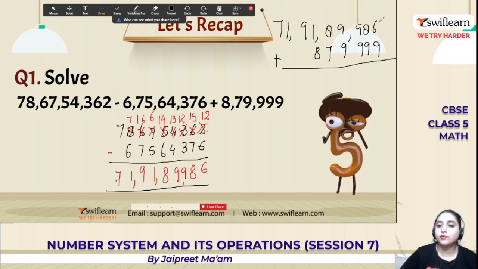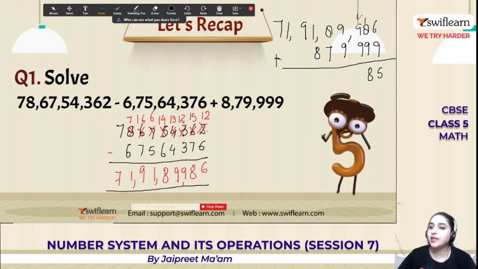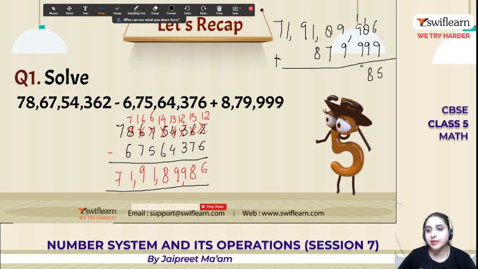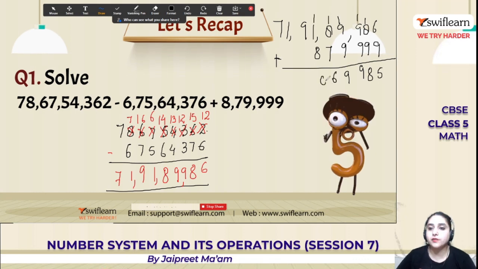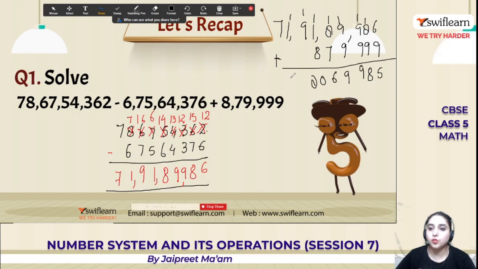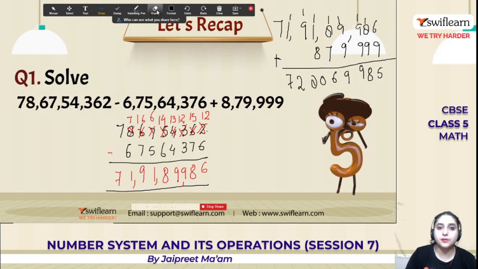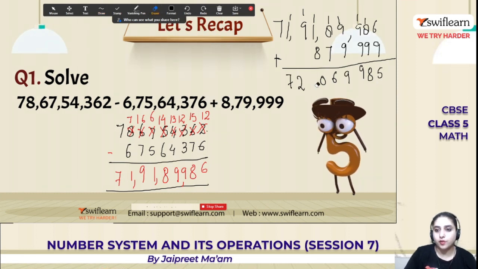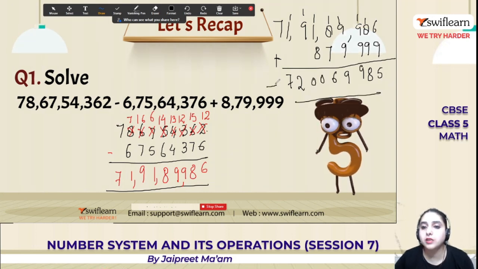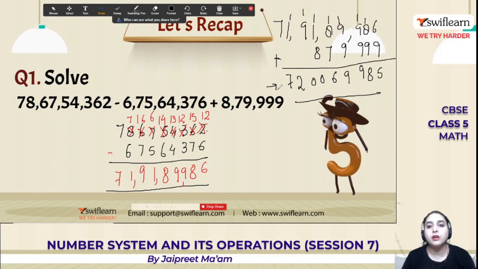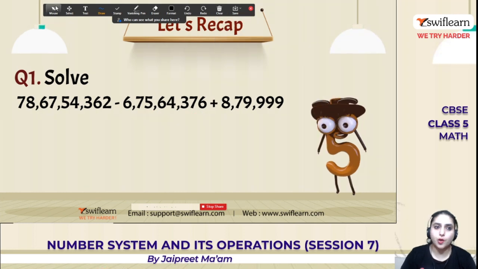Okay. So what we have to add, 6 and 9 will make 15, 1 carry forward will make 18, 1 carry forward will make 19, 1 carry forward will make 16, 1 carry forward will make 10, and 10 and 2. So 72 crore 69,985. So I write 0 here. Okay. So this is the solution of our answer. So first we did subtraction, then we added 8,79,999 to this number.